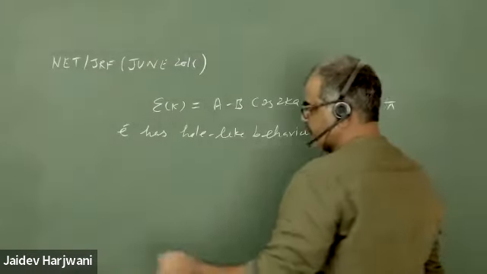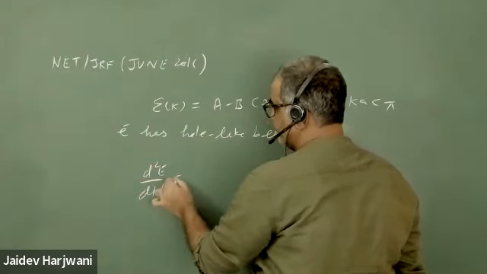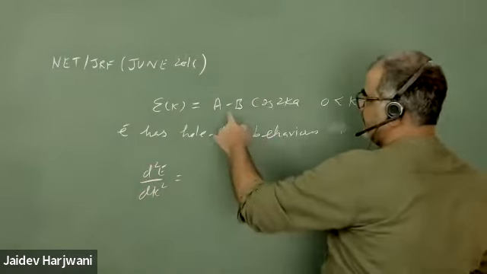First we need to calculate the effective mass, d2E by dk square. So what will that become? A minus B.